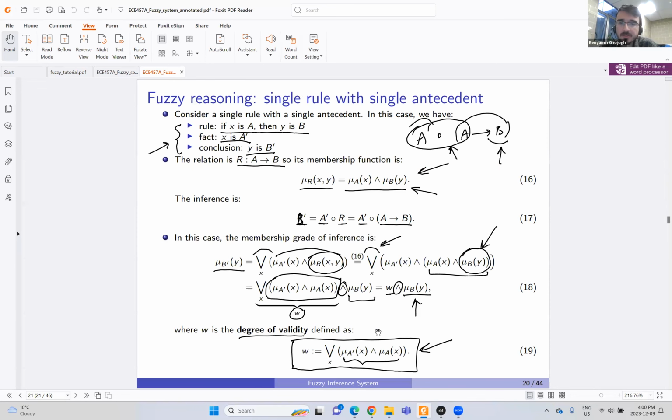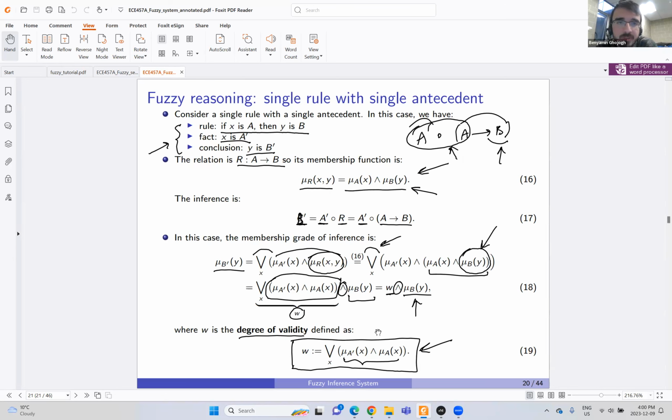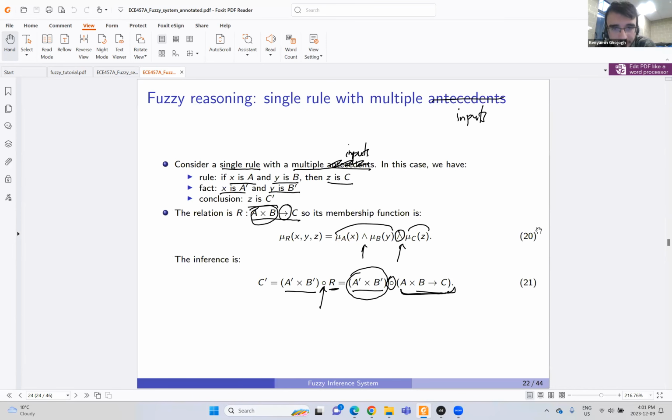And then we derived how to handle rules. First, we started with simple cases, then we made it harder and harder. So first, we started with a single rule with a single antecedent and single input. So single input, single output, and one rule. Then we made it a bit harder. We made it a single rule, but multiple inputs. That was a typo, so I changed that antecedents to inputs. So now I have one rule, but I have several inputs.